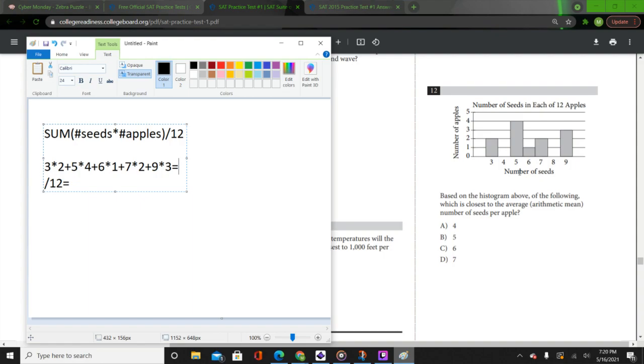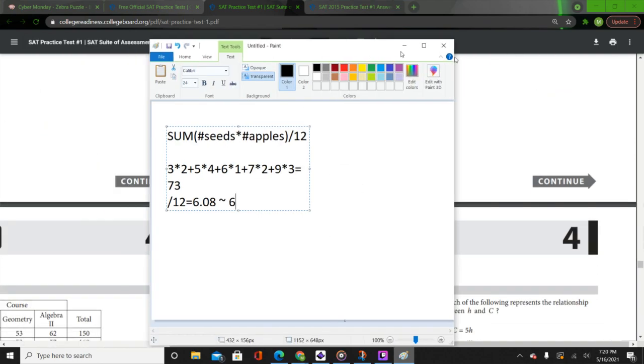And I'm going to divide that by 12. 73 divided by 12 is equal to 6.08, which, when I round it, is roughly 6. So yeah, C is the closest. And that's what it's asking for, so we're good. So now we're on to 13.